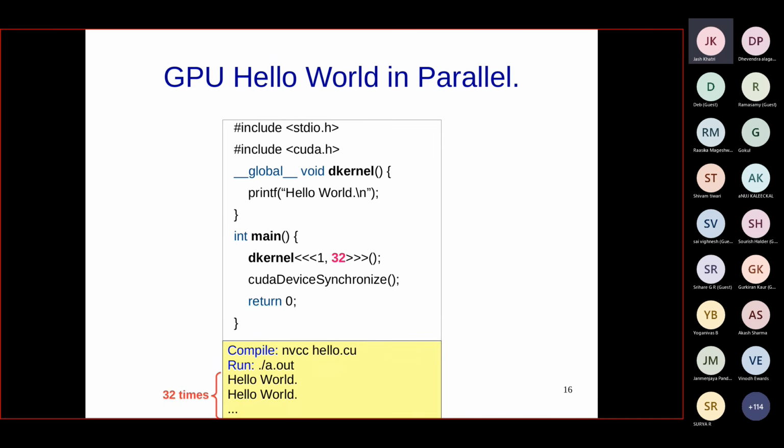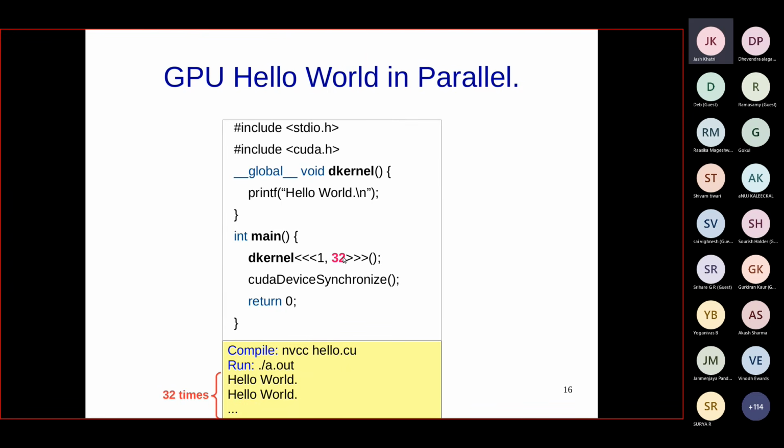The key point to observe here is that we can change the number of threads using these two parameters. The first parameter denotes the number of blocks, and the second parameter denotes the number of threads in each block.